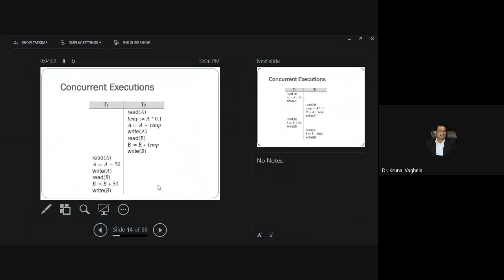Now do this. Now I am executing T2 first, followed by T1. What will be the value of A and B after? The before value is the same. A is equal to 500, B is equal to 1000. Now T2 will execute first, T1 last.